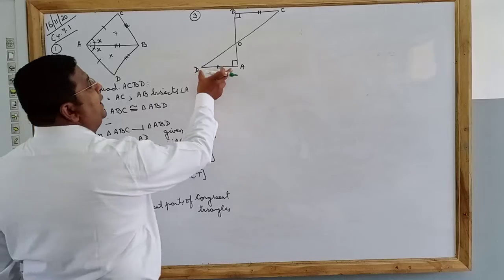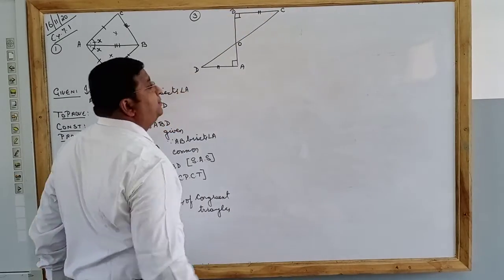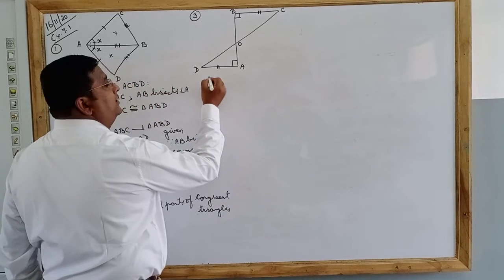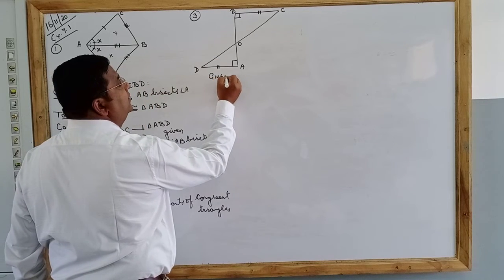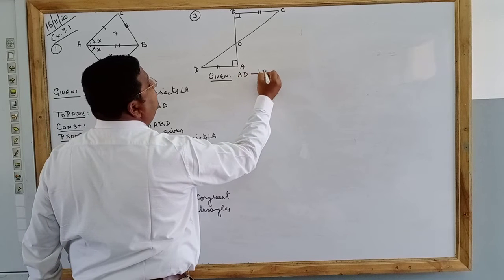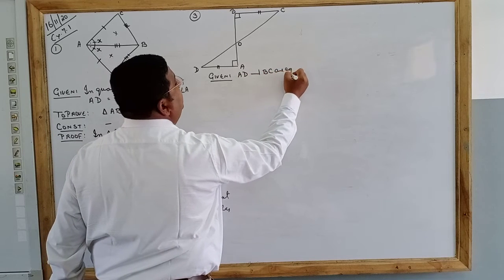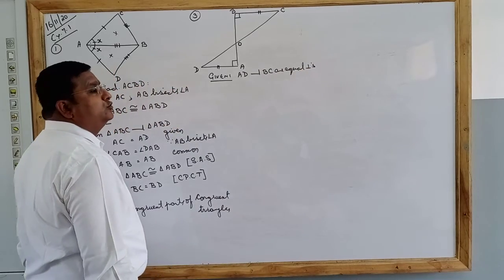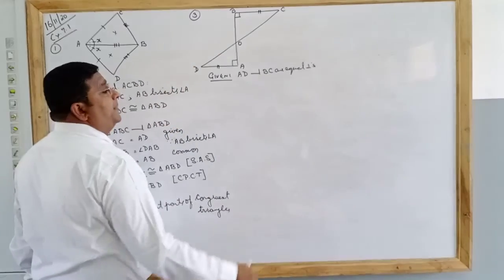We can see AD is equal to BC, one side equal. Angle A is equal to angle B, that is 90 degrees. Right? So what is given? Let us do it. Given: AD and BC are equal perpendiculars. This is the sign of perpendicular. We have used it in the lower class, previous chapter.